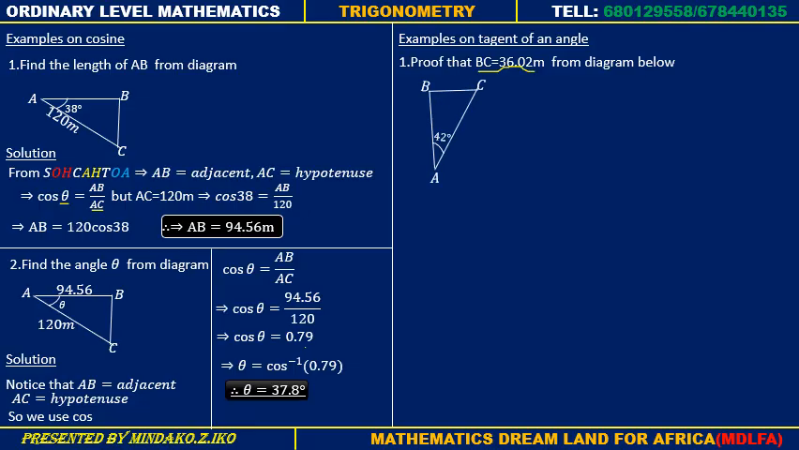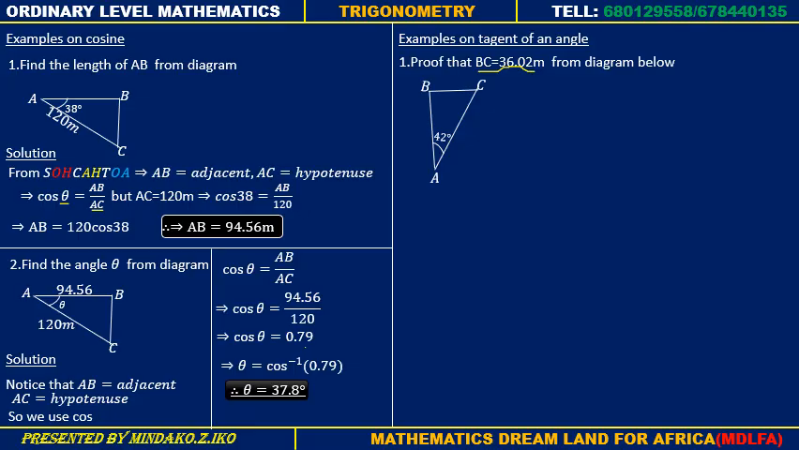Let me display the diagram. You notice that they have rotated the right angle triangle. Now they are asking for BC. As I earlier told you, they can never ask you to look for one length without giving you another length. They must give you one of the lengths.